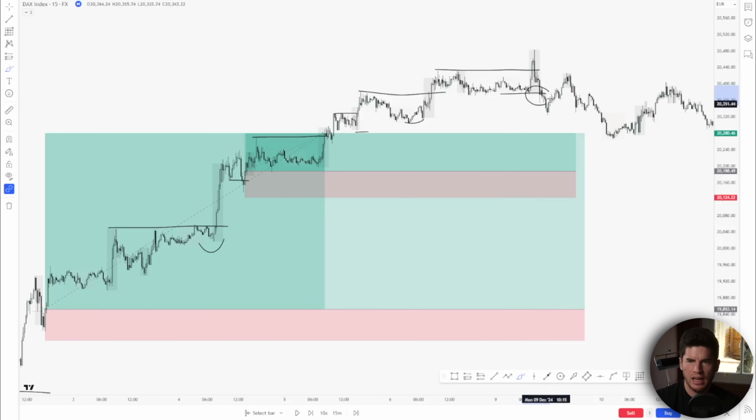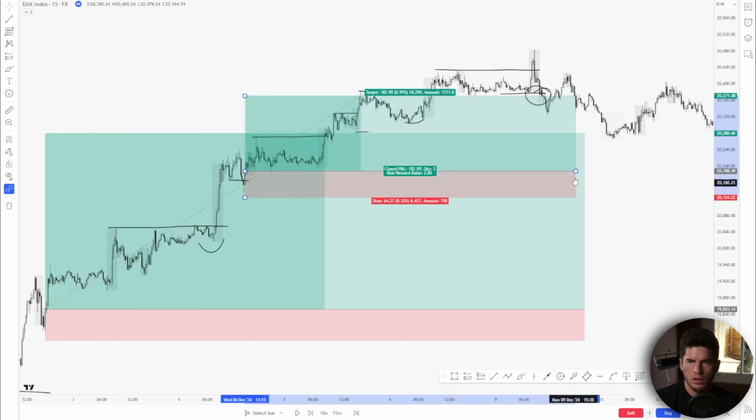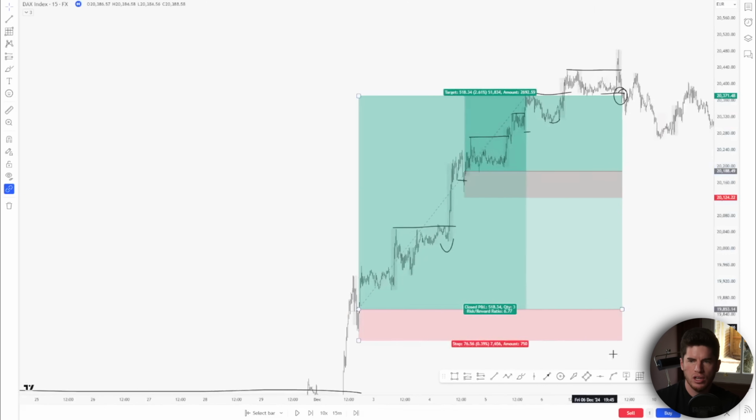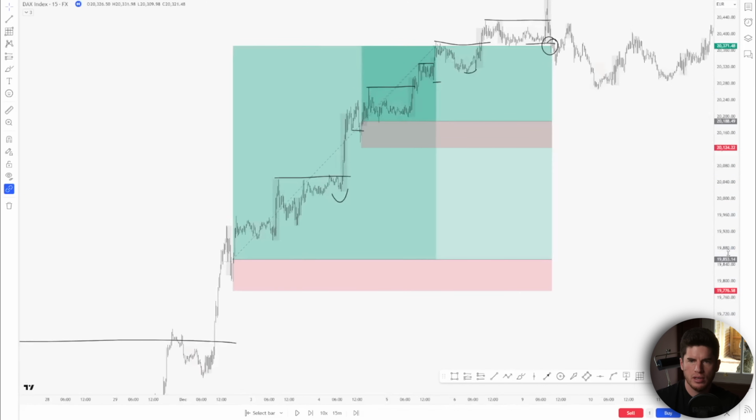This is where we get tagged out of both positions, right? So we end up with almost a 3-to-1 on the second position and almost a 7-to-1. So you got a 10-to-1 out of 2 positions there using that trailing stop loss management, right?